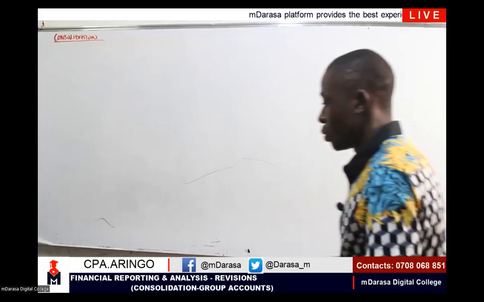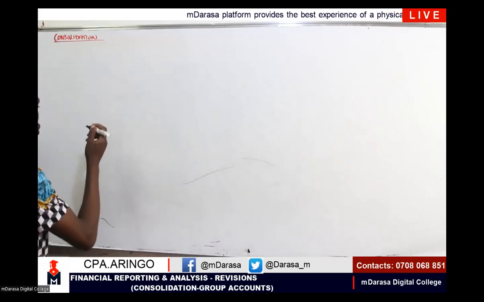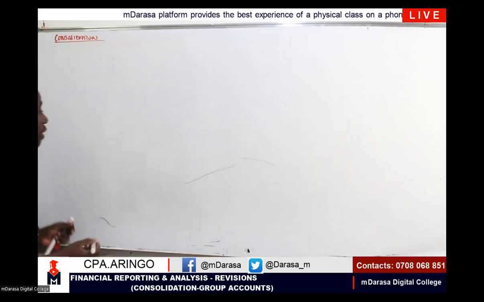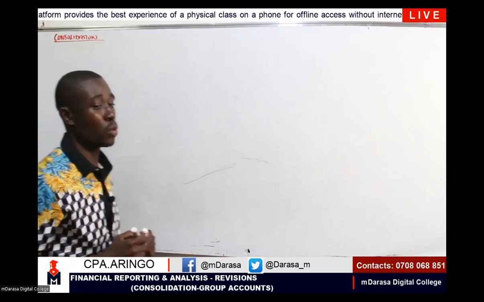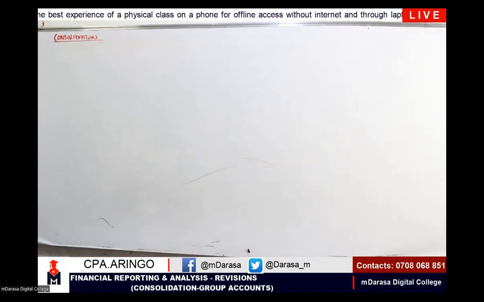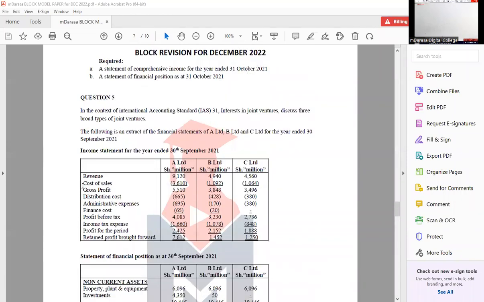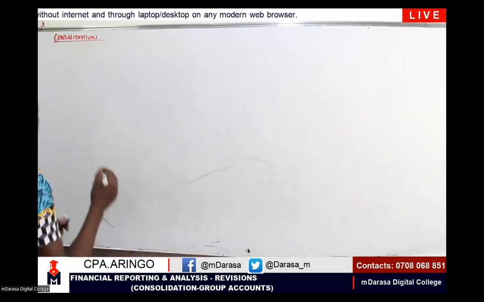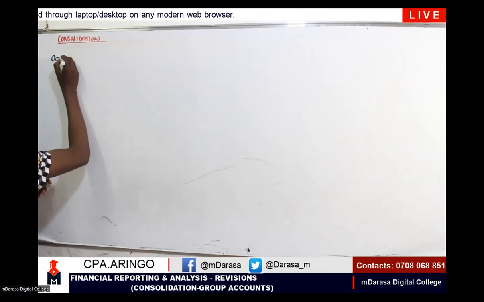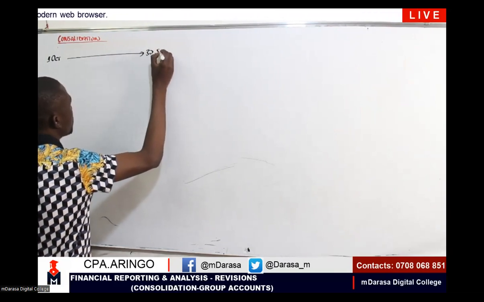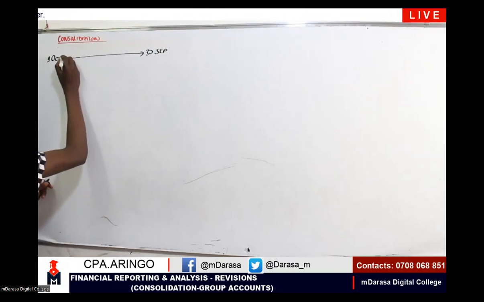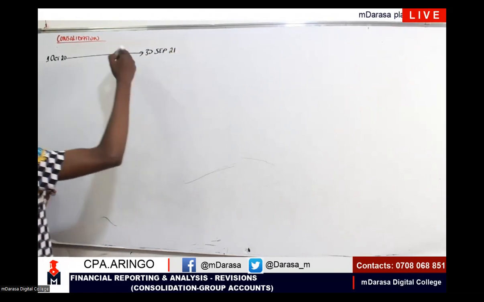If you check note two, one thing we need to identify first is the date of acquisition, and with it the pre-acquisition and post-acquisition periods. We should identify when our financial year started and when it ended. This will always be very easy to identify. In this case, you're told the year ended 30th September 2021. That is to say that our financial year started in October 2020 and ran through to 30th September 2021.